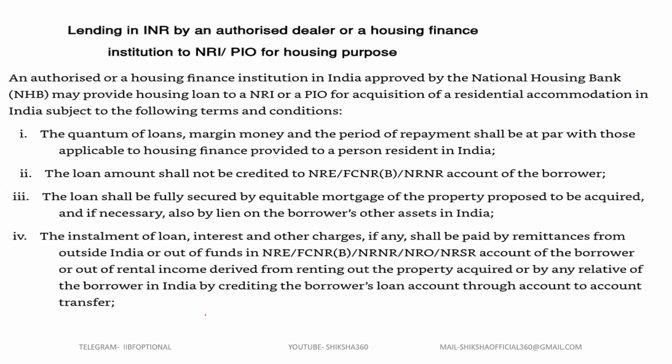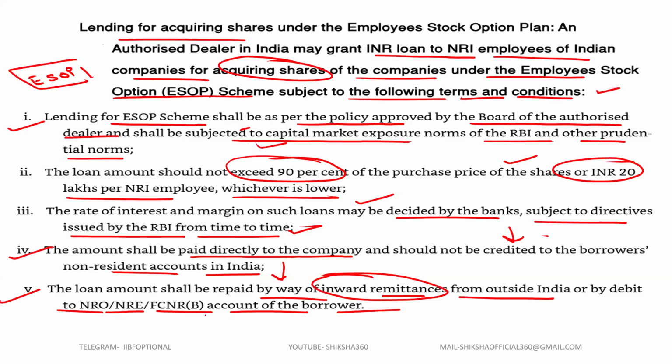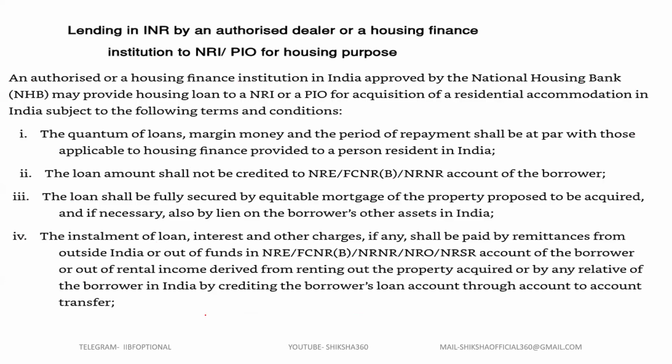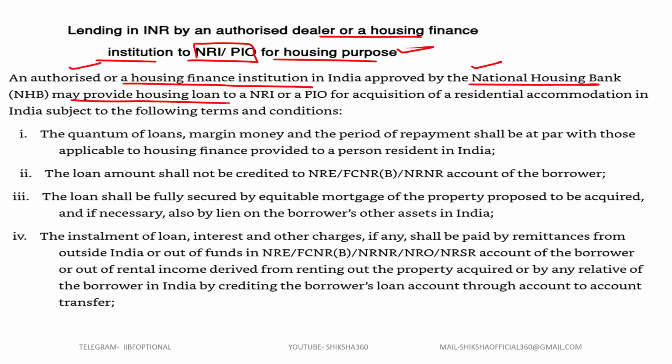So that was lending for the ESOP, the employee stock option plan. Next one, for the housing purpose. Lending in Indian rupees by an authorized dealer or a housing finance institution to NRI or person of Indian origin, basically for the housing purpose. An authorized dealer or a housing finance institution in India approved by the National Housing Bank may provide a housing loan to the NRI or PIO for acquisition of a residential accommodation in India, subject to the following terms and conditions.